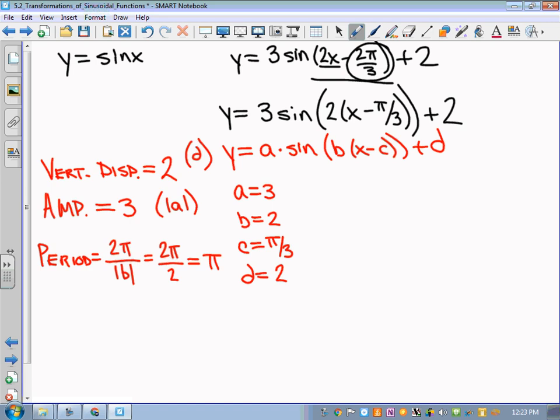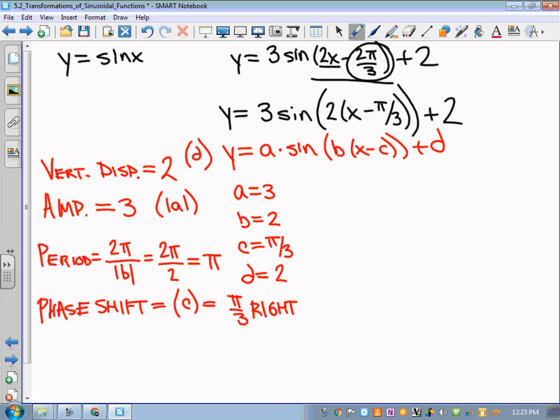We have phase shift. The one thing you have to remember about phase shift is it's never a bad idea to put a direction in there. So I am going to put a little bit different order. Phase shift is C, and we're going to say that's pi/3. But I would like to put a right there. Now it is implied because the C is positive, it shifts it to the right, but it's not a bad idea to give a little bit of extra information.